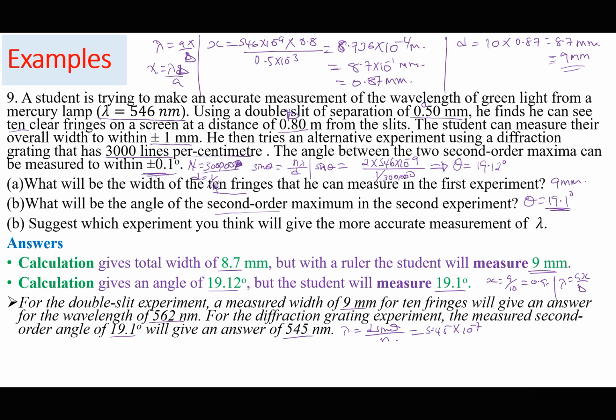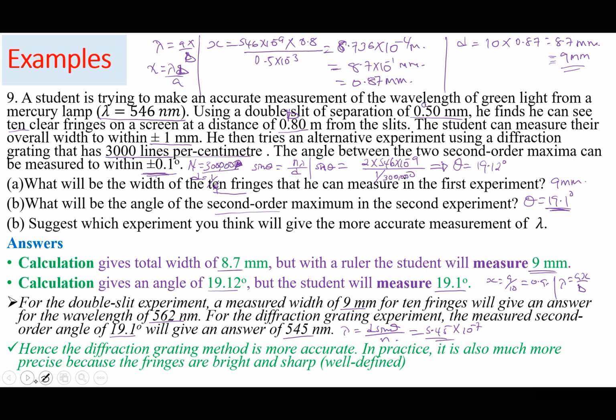So you notice that this one gives a value which is closest to the answer as compared to the first measurement where the student measured the length using a ruler. So it means the diffraction grating method is more accurate. In practice, it is also much more precise because the fringes are very bright and sharp, well defined, so they are easy to analyze. Measuring the angle is easier than measuring the length with a ruler.